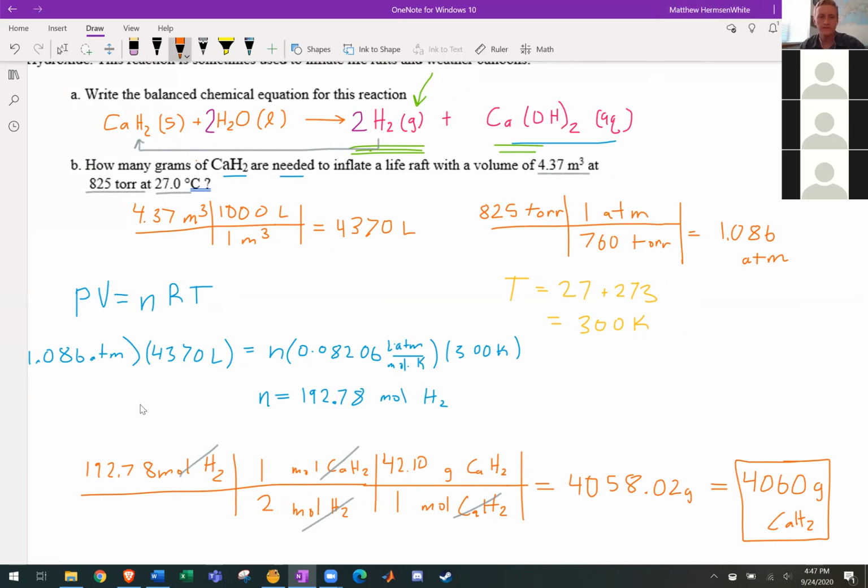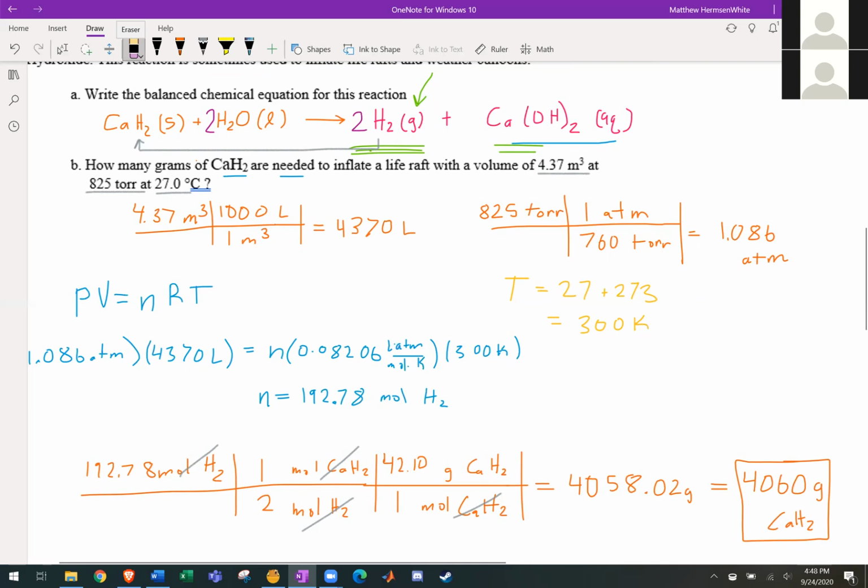What questions do you have on this problem? So how do you know it was grams or moles of H2 that we got? Good question, Kristen. Does anyone else know why this was moles of H2 specifically? Wasn't it because of the gas? Like, it's the only gas? Yes, exactly.